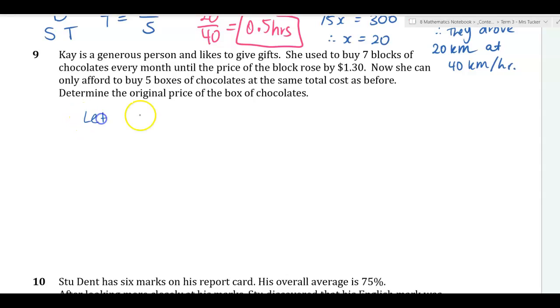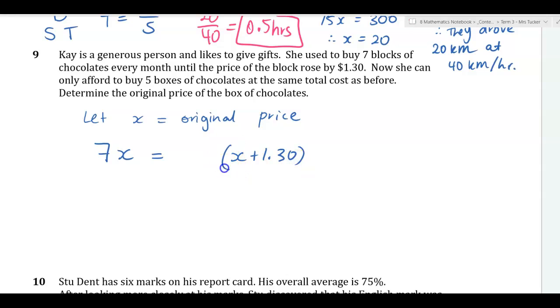All right, let x be the original price. She used to be able to buy 7 blocks of chocolate, and then the price rose by $1.30, so the cost is no longer x, but x plus $1.30, and so now she can only buy 5 blocks of chocolate. That's the equation we should have. Does anyone have that? Yeah.